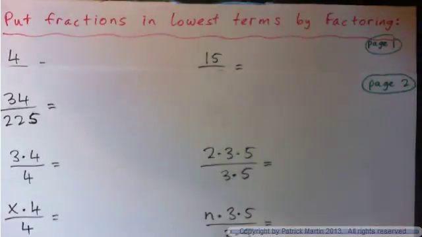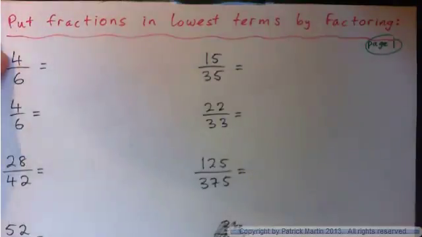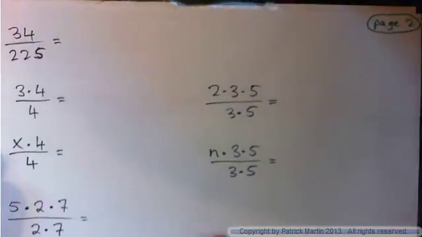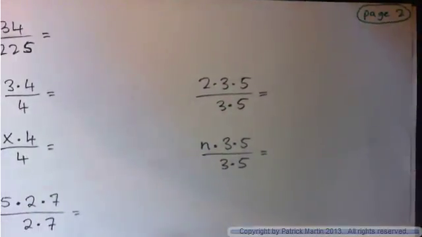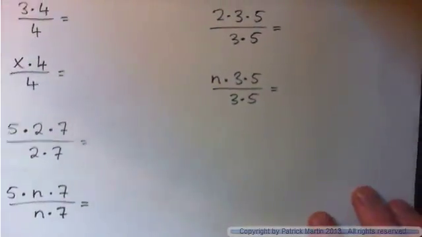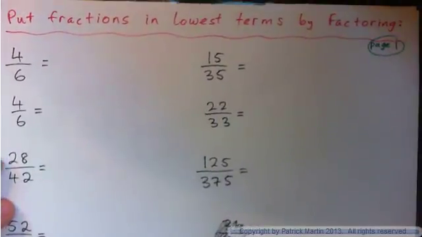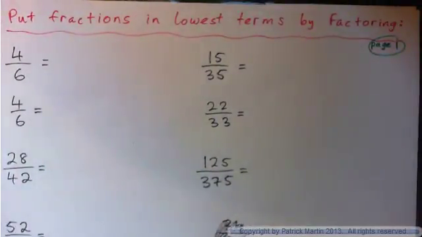In this video we're going to put fractions in lowest terms by factoring. So we'll start with this page with these examples. Then we'll move on to these examples here. Okay. So let us begin with 4 over 6.